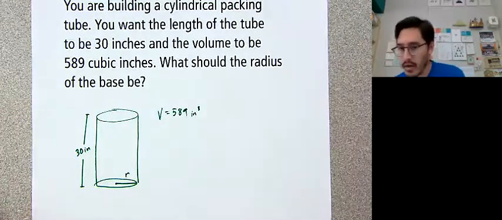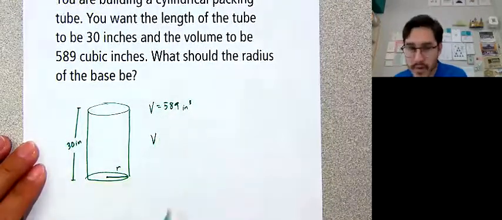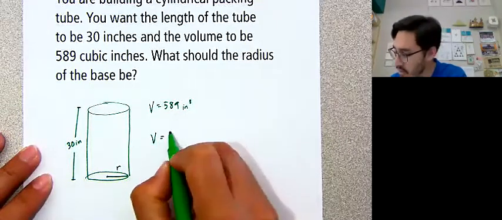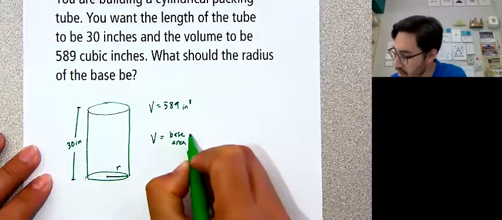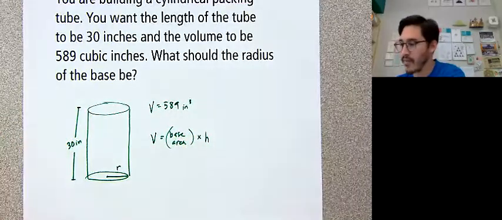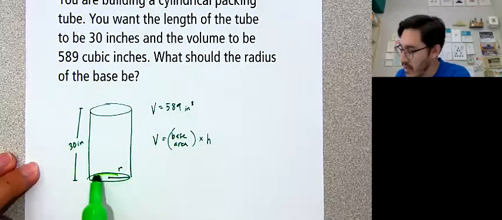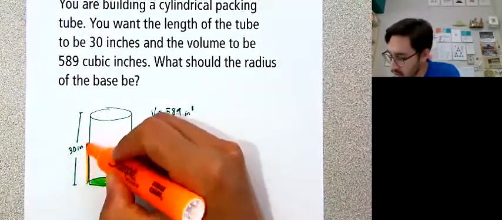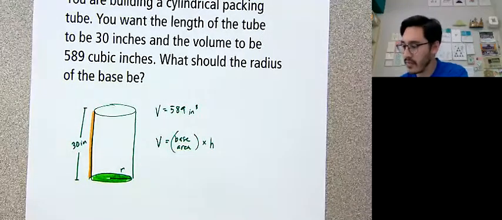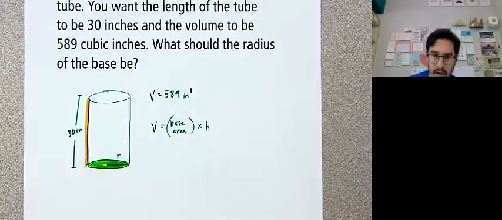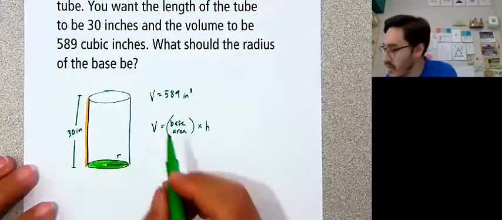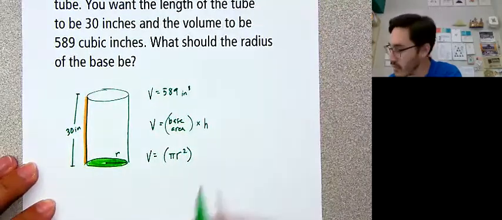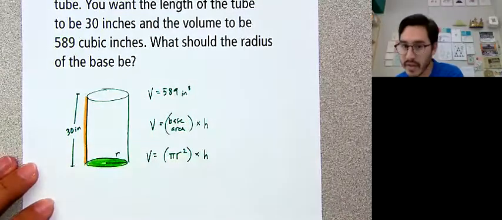Remember, in general, the volume of either a prism or a cylinder is going to be its base area multiplied by its height. The base area in this case is a circle, and the height is 30 inches. Because it's a circle, we can apply the formula for the area of a circle. So the volume is pi r squared, the area of a circle, times the vertical height of our cylinder.